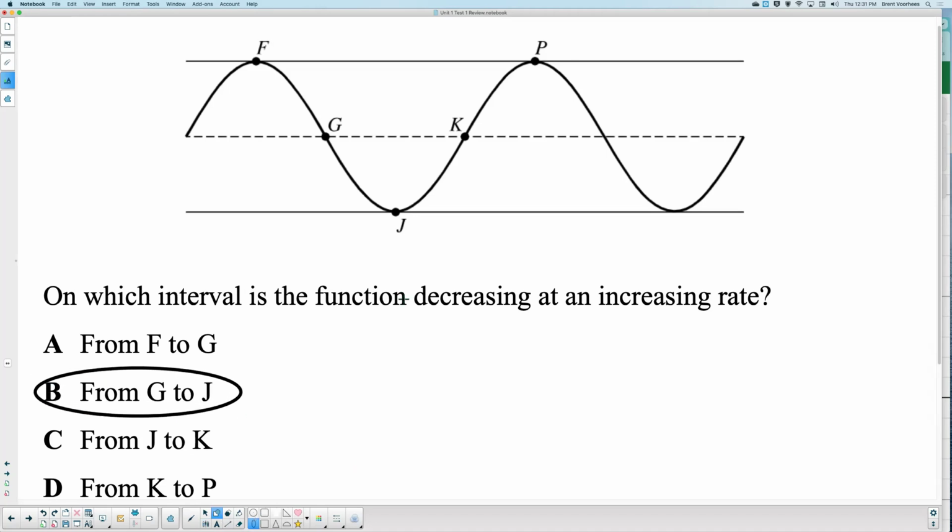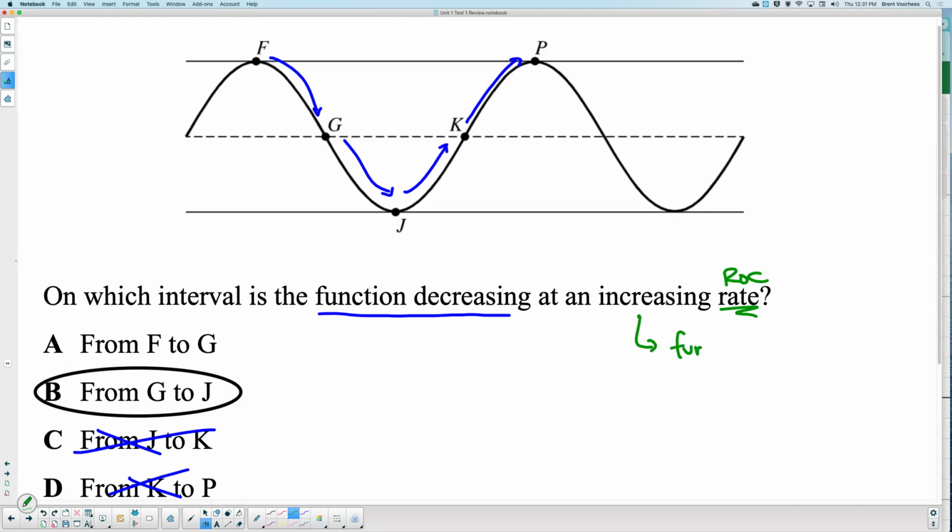Okay, just to fill out the notes here, for the function to be decreasing, what does that mean is happening to the graph? It has to be moving downward. So the first two are moving downward, but the last two intervals are increasing up. So these would be out based off that. Now, what does it mean when they say increasing rate? What is the rate the same thing as? The rate of change. If your rate of change is increasing, what does that mean about the function? The function is concave up.